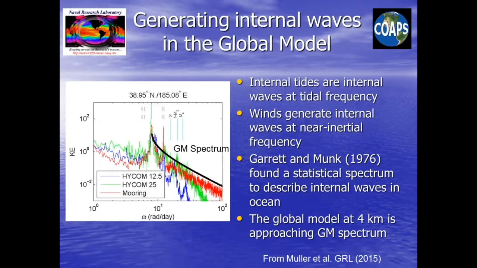And I didn't pull it off, but there's actually now a 1/48th degree global model that's been run by people using a different model at the Jet Propulsion Laboratory. And if you make this plot, it does even better. So as the resolution of the model is increasing, we apparently are, in fact, generating internal gravity waves now that we've added the tide.